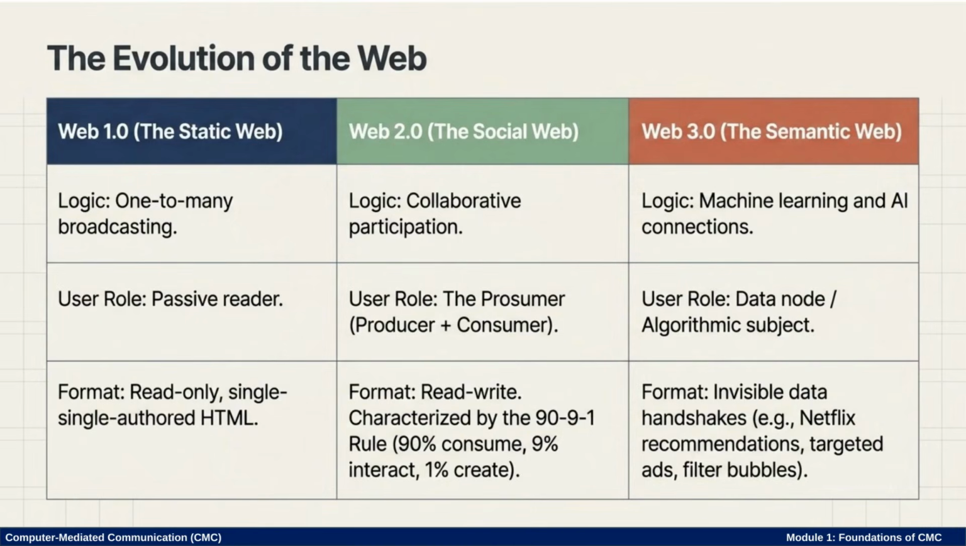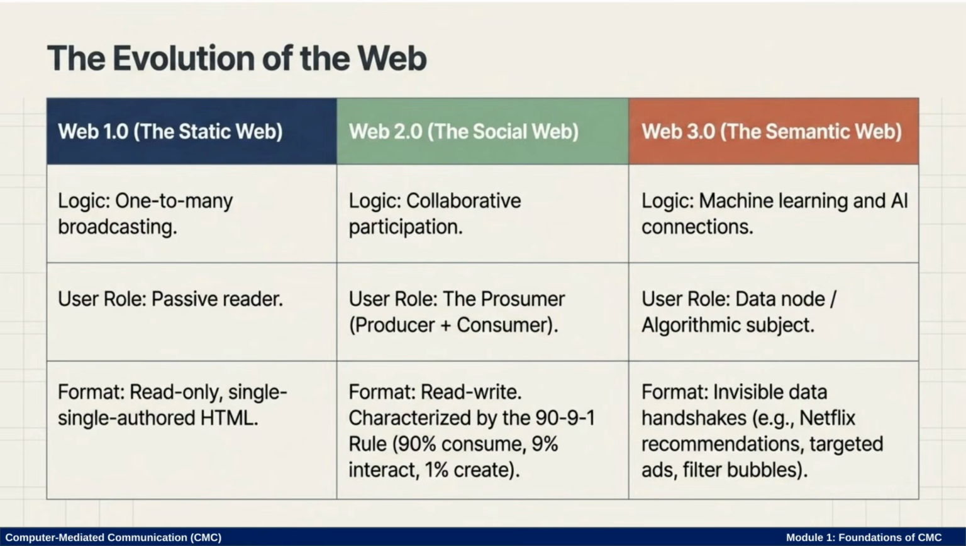underneath. The web itself has evolved through three major stages, and understanding this evolution helps us understand our own role as users today. Web 1.0 was the static web. The logic was one-to-many broadcasting. Users were passive readers, just reading, not interacting. The format was read-only, single-authored HTML pages, almost like an online brochure.